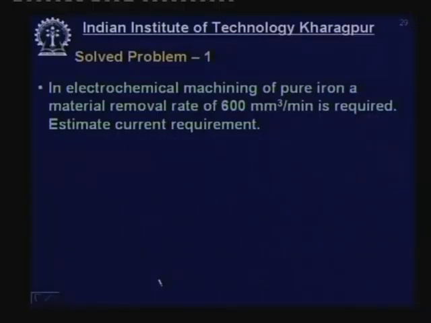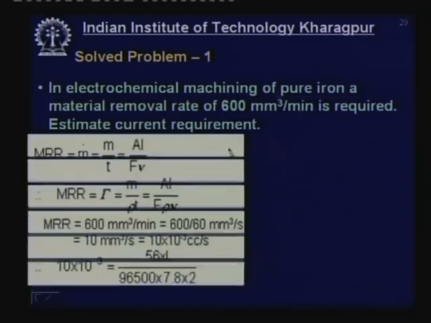Today we are going to discuss three different solved problems which represent the domain of electrochemical machining. The first one is electrochemical machining of pure iron. We are starting with a very simple assumption, it is pure iron. A material removal rate of 600 millimeter cube per minute is required. Estimate the current requirement. The estimation is very simple.